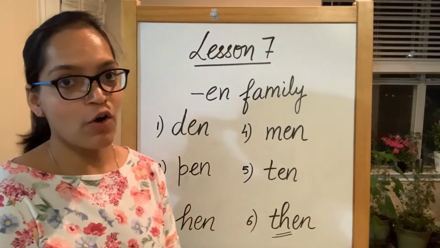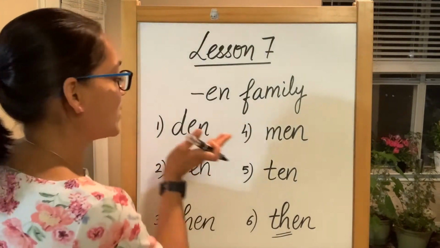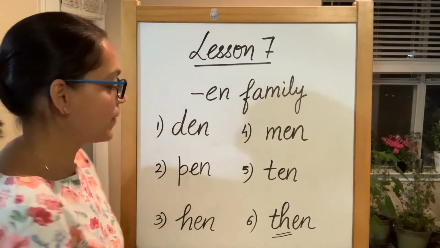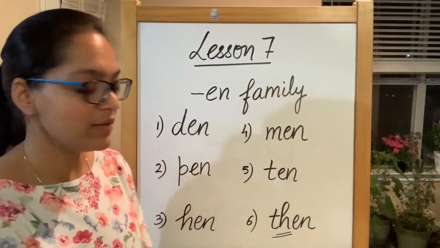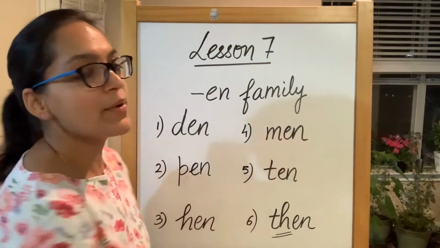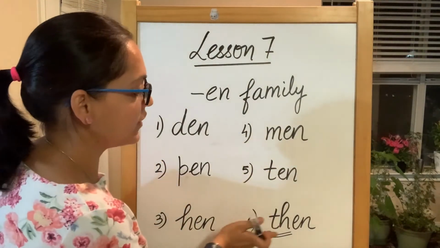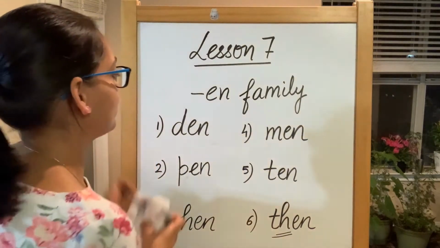Now, before moving on to sight words, let's read these words one more time. D-E-N, den. P-E-N, pen. H-E-N, hen. M-E-N, men. T-E-N, ten. TH-E-N, then.